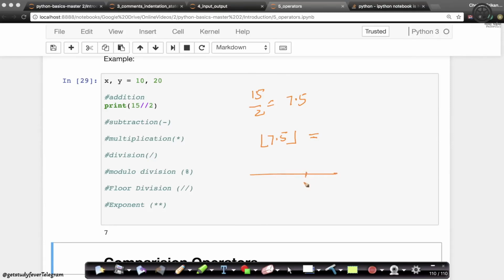So on the number scale, if this is your 7.5, this is your 8, and this is your 7, the closest integer to 7.5 is 7, and it should be less than 7.5. So you get 7. That's what you got here as an output, right? This is what floor division means.